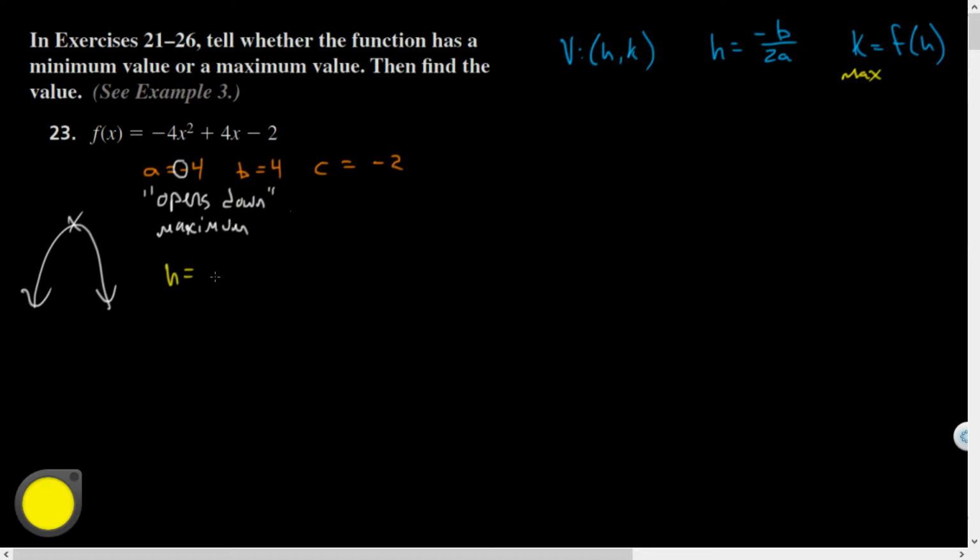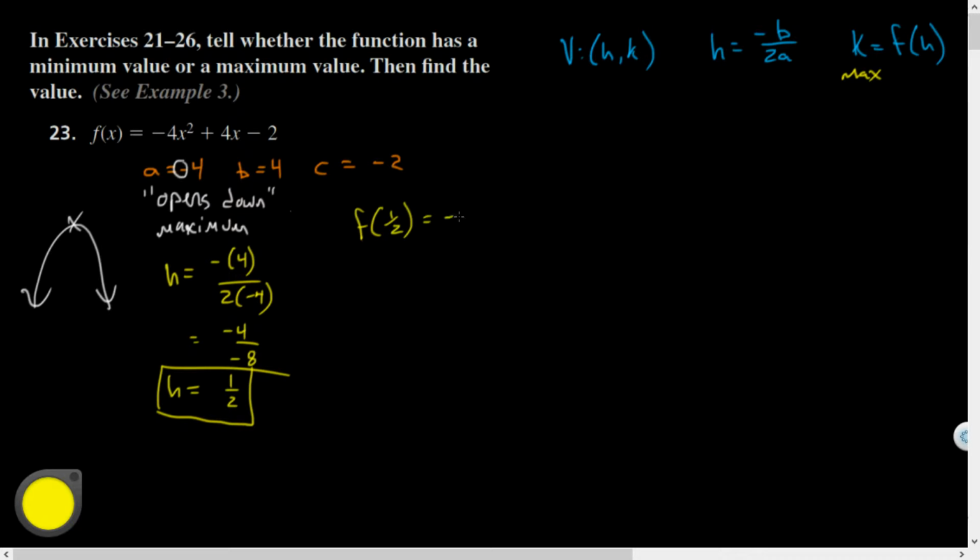So to find h, I'm going to have the opposite of 4 over 2 times negative 4. And h is going to equal negative 4 over negative 8, positive a half. That means I'm going to have to plug in a fraction here. Our fraction skills coming to the test. So f of a half is equal to negative 4 times a half all squared plus 4 times a half minus 2.